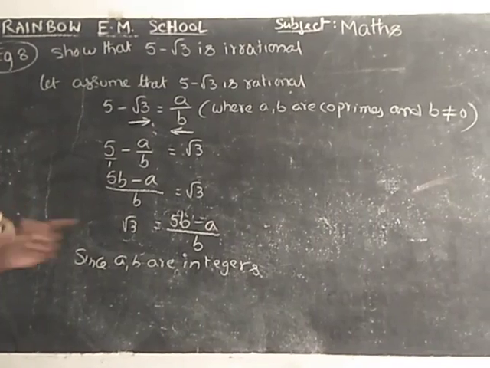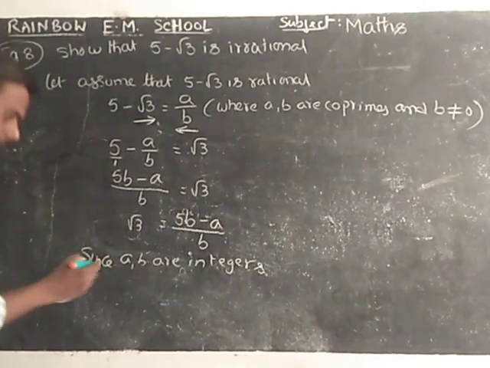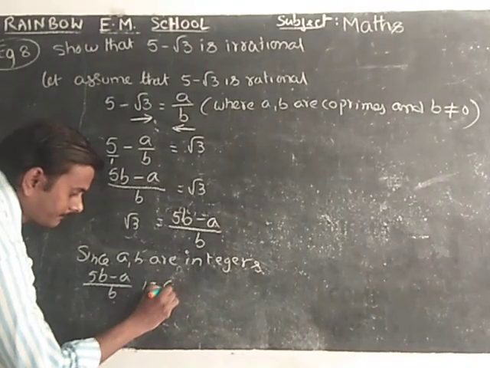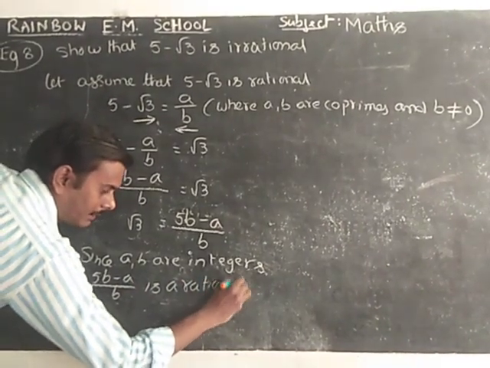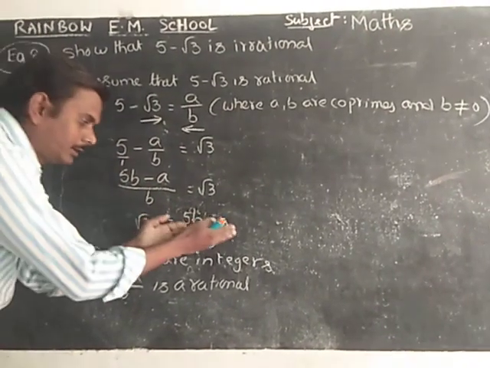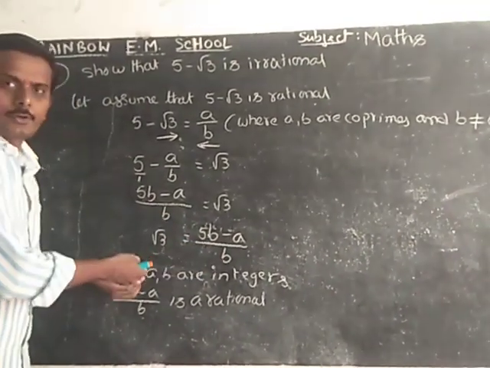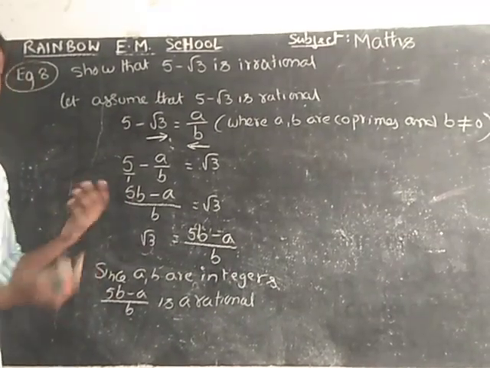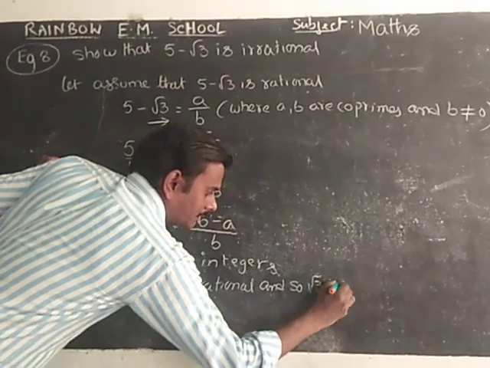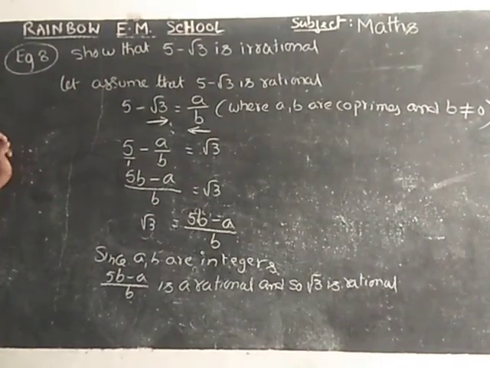Now by replacing a, b with any values, we will get one rational number. Yes or no? Yes. Now we can write that 5b minus a by b is rational. Whenever we equate, we can equate only the same quantities. So if one side is rational, immediately we can say the other is also rational: rational equals rational only, it will not be otherwise. So root 3 is rational. But already we know root 3 is an irrational number. This contradicts the fact.